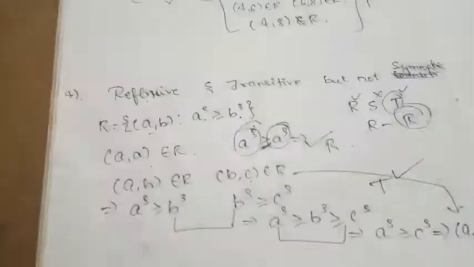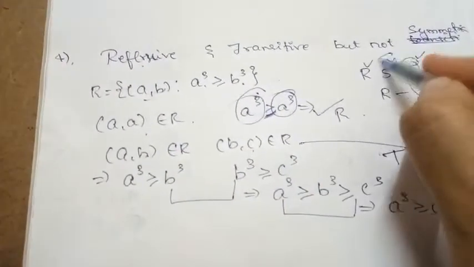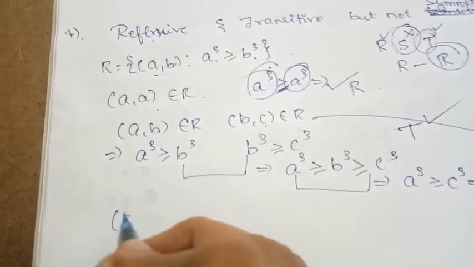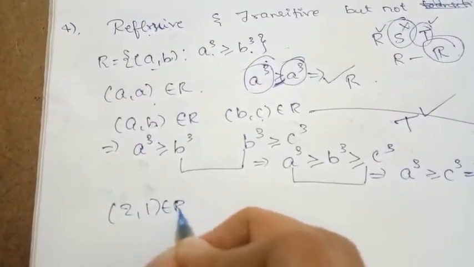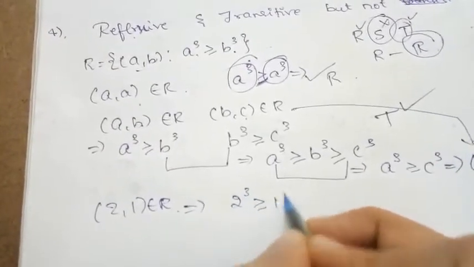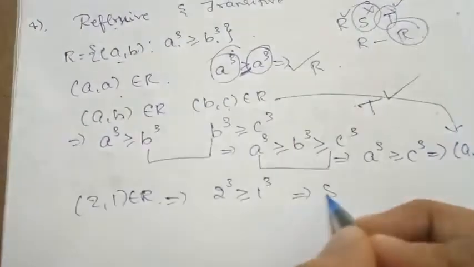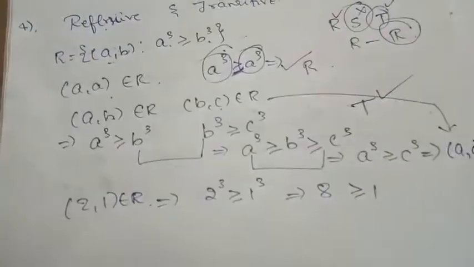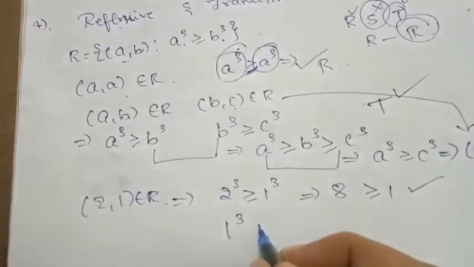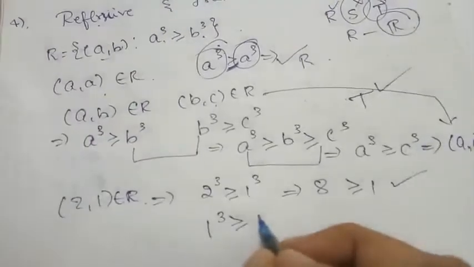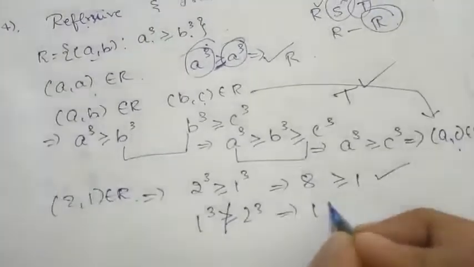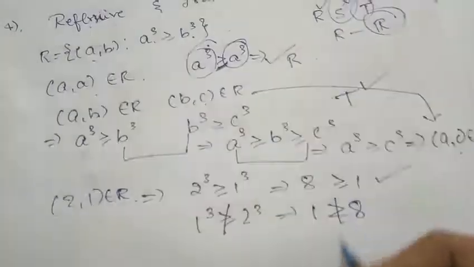Now they are saying it should not be symmetric. You can take a random example. Suppose (2, 1) belongs to the relation, which implies 2 cube is greater than or equal to 1 cube. Yes, obviously 2 cube, which is 8, is greater than or equal to 1. This is true. But what about 1 cube being greater than or equal to 2 cube? No, it is not possible because 1 is not greater than 8.